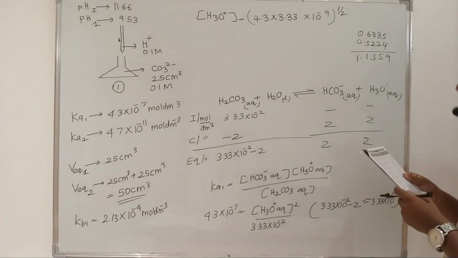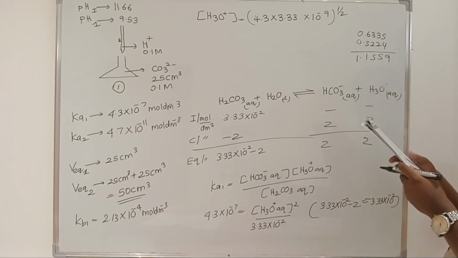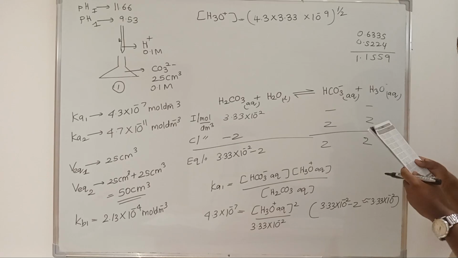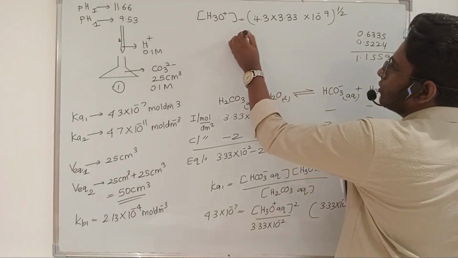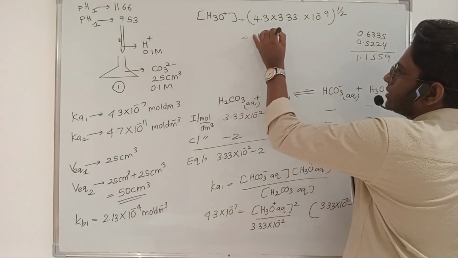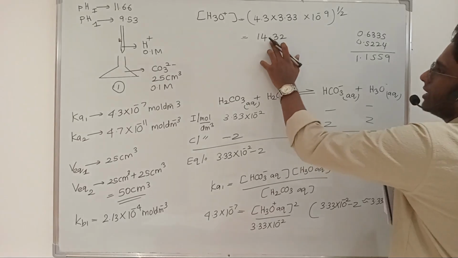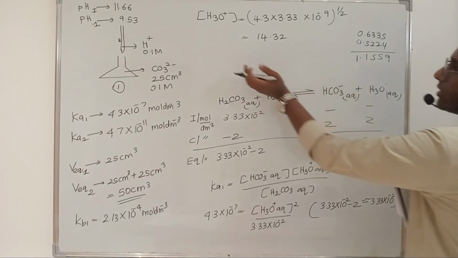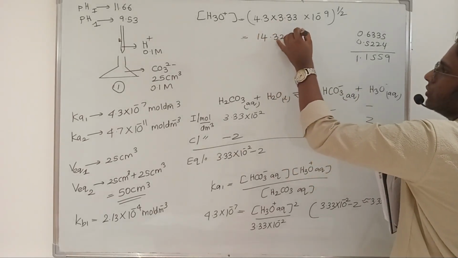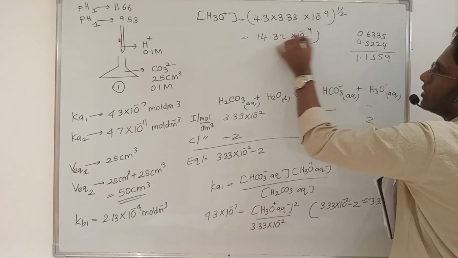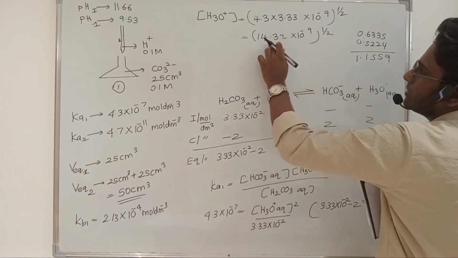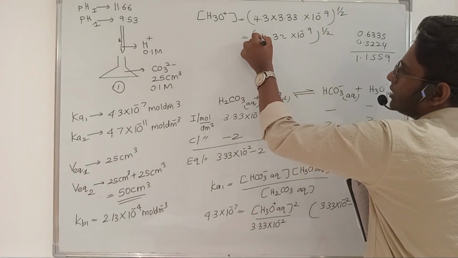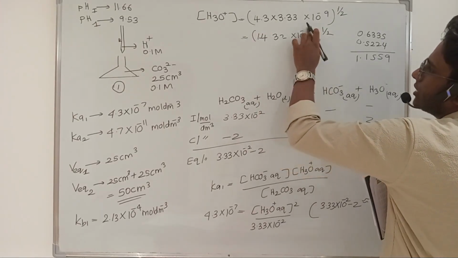What is the antilog of this? 1.432. Why did I put a decimal here? Because there is a 1, so I have to move the decimal one place. Into 10 to the power minus 9, whole thing square root. So I'll write it as 1.432 into 10 to the power minus 8.